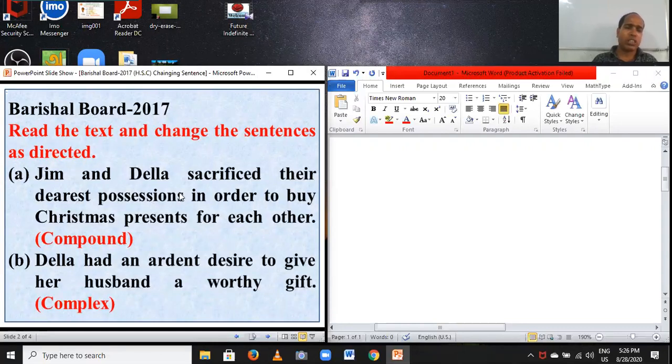Dear students, notice carefully this sentence. You have to change it to compound. But the question is, is this sentence simple or complex? You have to identify whether this sentence is simple or compound.